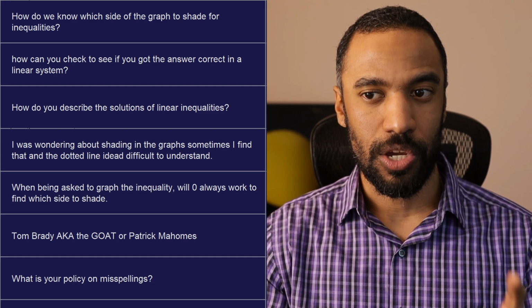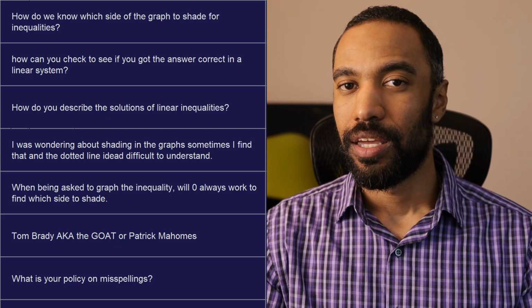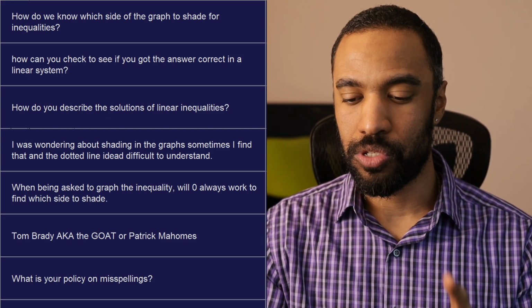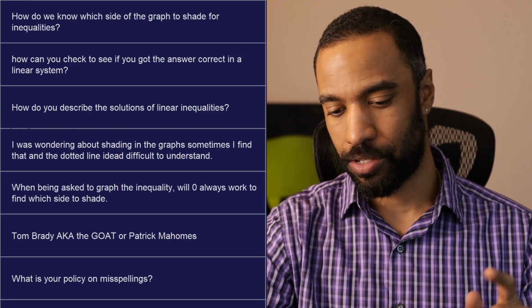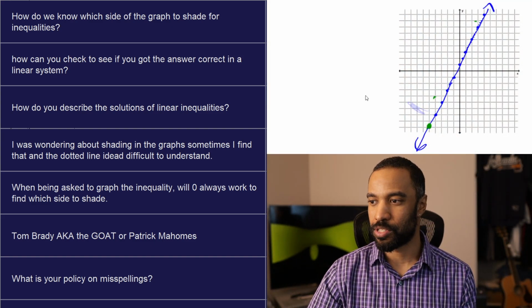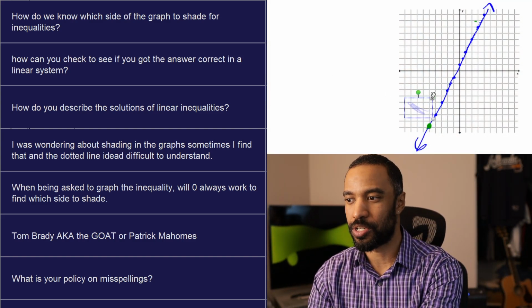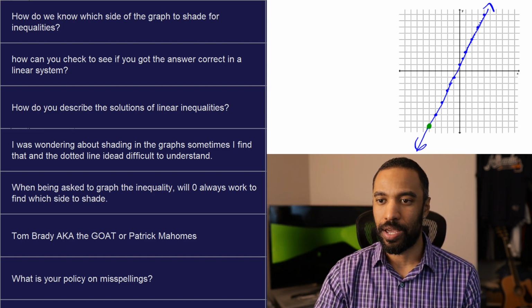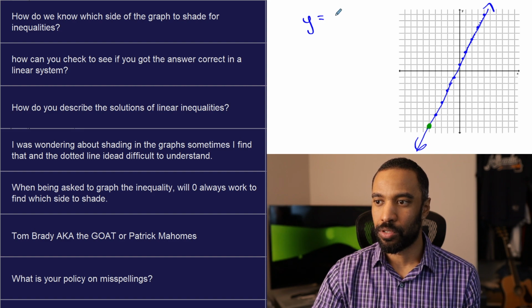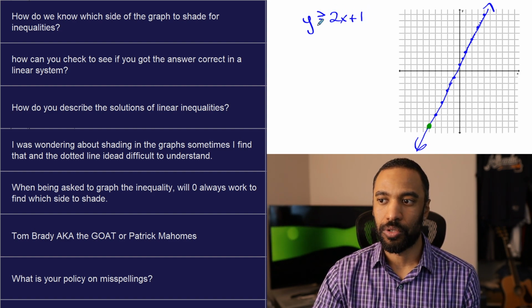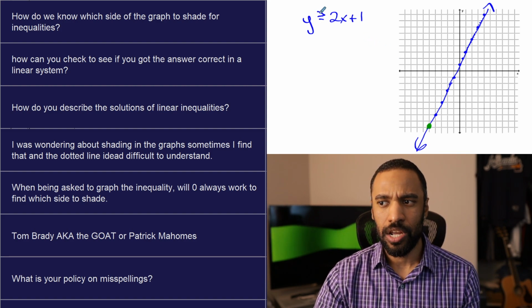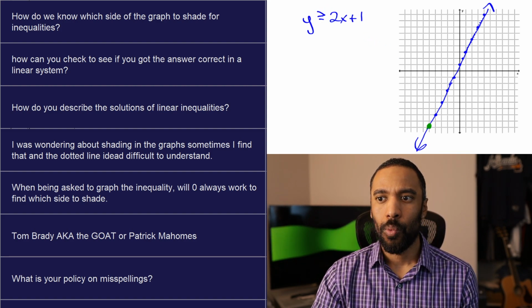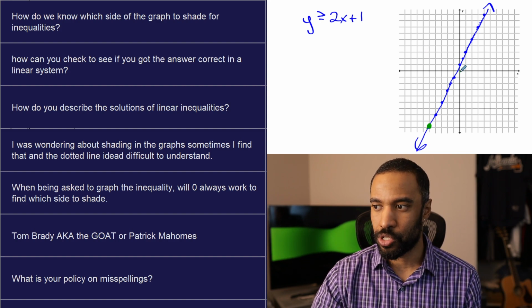Now, when you're asking, will it always work? It will not work if 0, 0 is on your boundary line. Sorry, I'm working on this thing right now as I'm erasing parts from a previous question. This is the line for the equation y equals 2x plus 1. Or here, let's say y is greater than or equal to. And you're deciding, hey, which side do I shade? Well, you could test 0, 0 and find out.